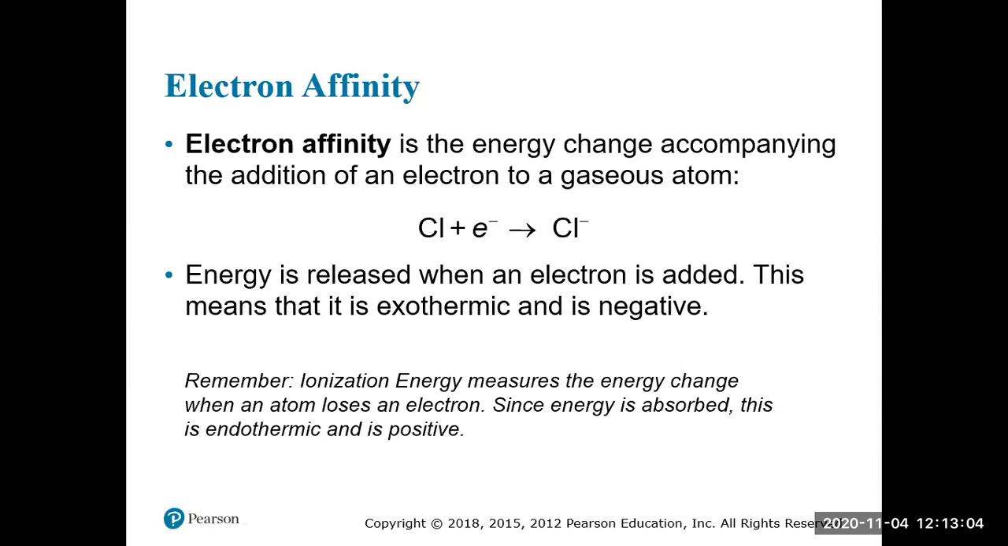So once again, ionization energy is that energy change when we lose an electron, and since we're losing it, it's absorbing energy to lose that electron, then that's endothermic, and that's a positive process. By comparison, electron affinity is where we pick up an electron, and so energy is released there, so that's exothermic.